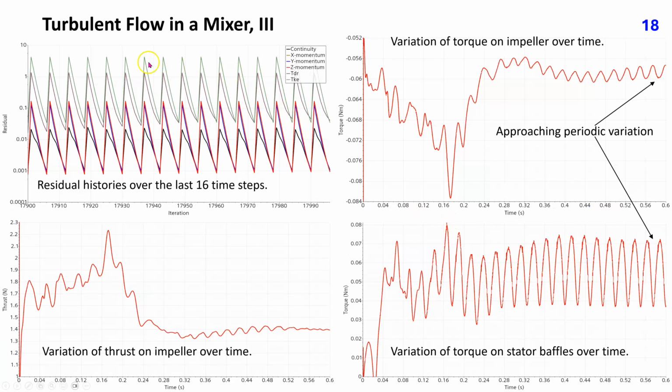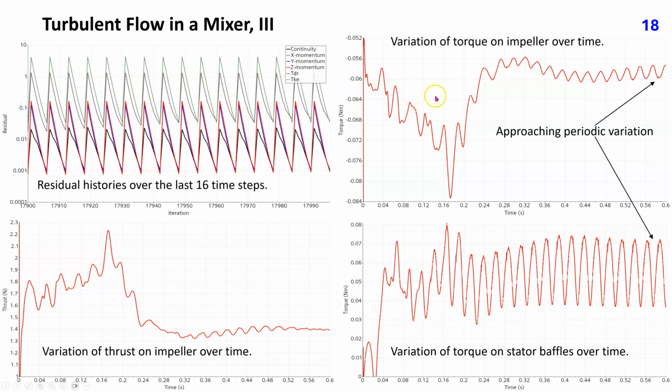This plot shows residual histories over the last 16 time steps. Residuals are reduced by circa 2 orders of magnitude within each time step and jump to the same initial level at the beginning of each new time step.